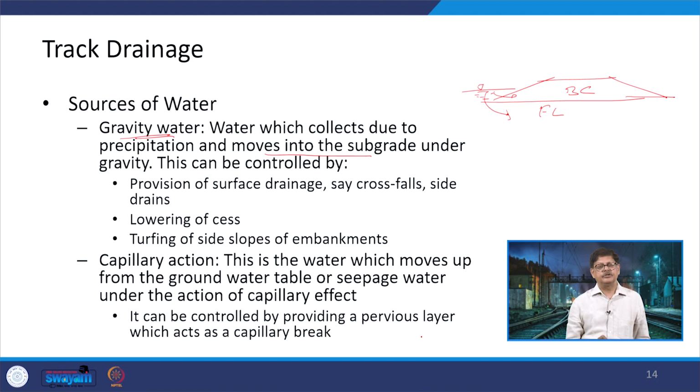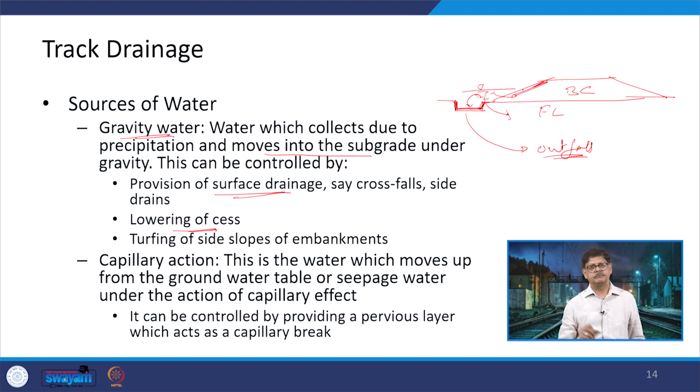So, how can we control them? Provision of surface drainage. That means if there are drains which are already being provided, and say these are lined drains, then all of this water comes into these drains and then it will be taken to an outfall. Wherever the outfall is, this water will go and get into the nala or the river, whatever type of outfall is provided. Then the lowering of the cess. So, we need to look in this area.